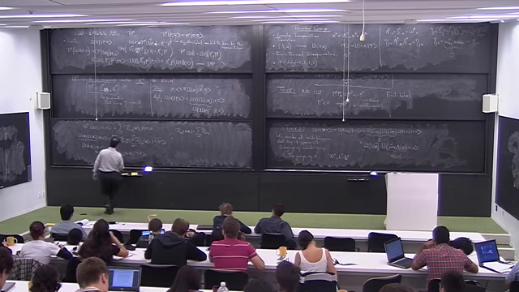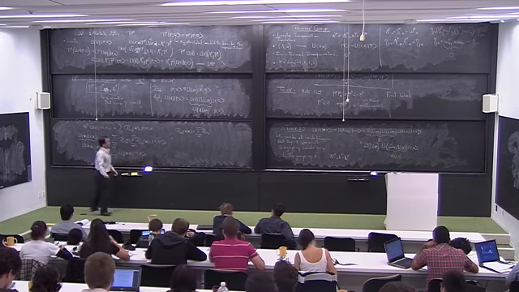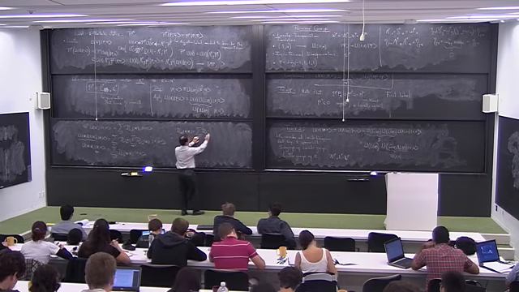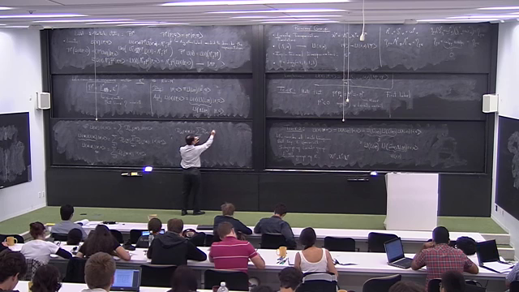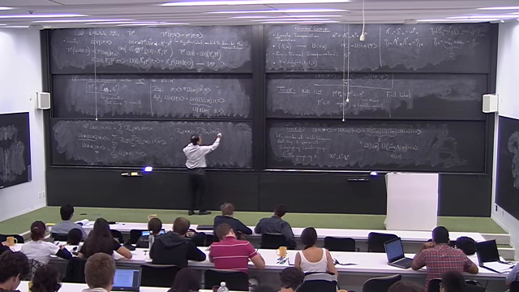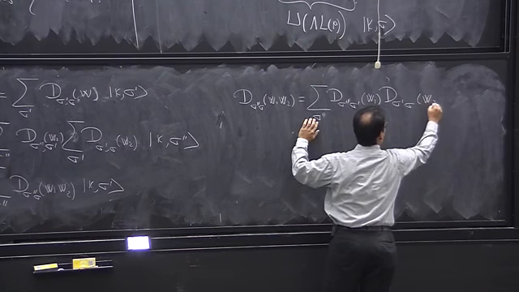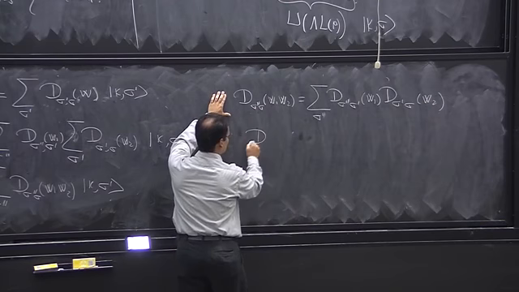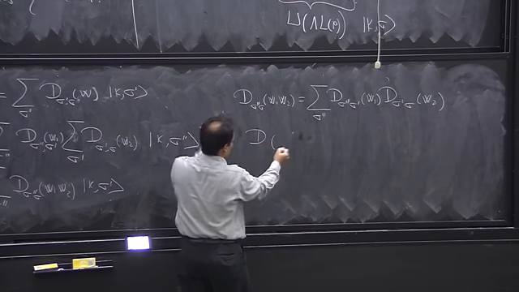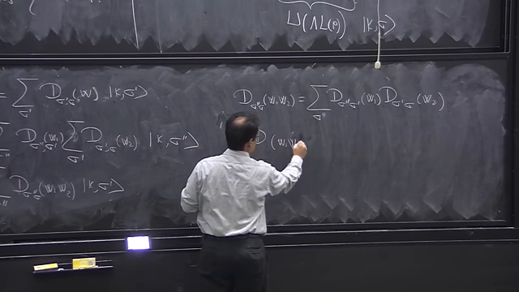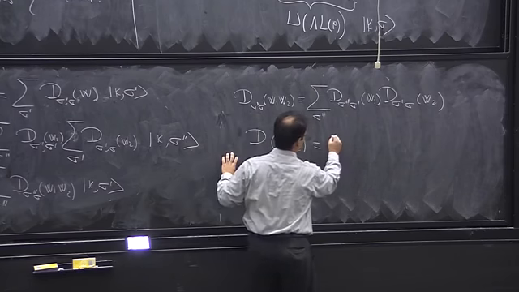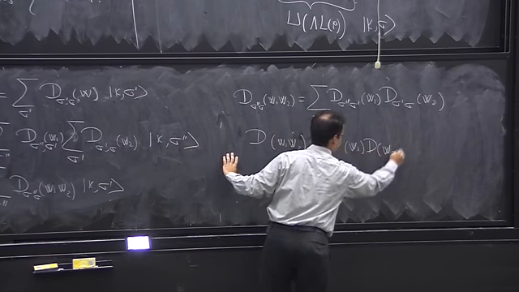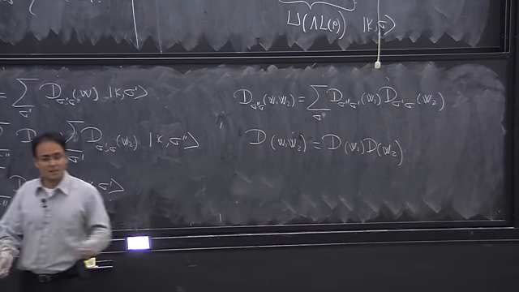Sorry, I want to put a double prime here. So sigma double prime is equal to the sum over sigma prime of W1 D sigma prime sigma W2. But these are only matrices now. In terms of matrices, these are matrices of some dimension. We don't know yet what the dimension is. But in terms of matrices, this is nothing but a matrix multiplication. So the D's are now matrices.